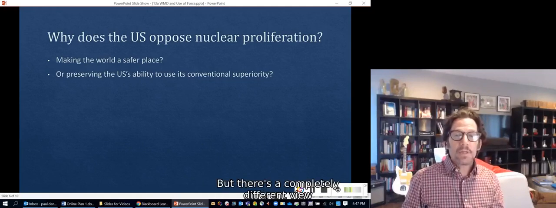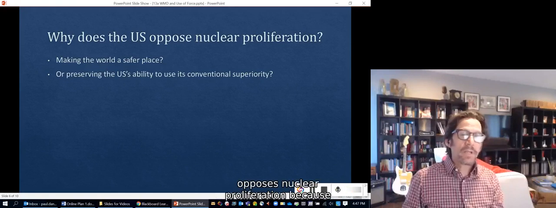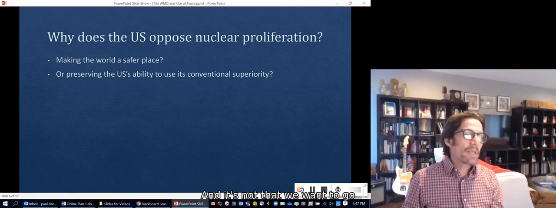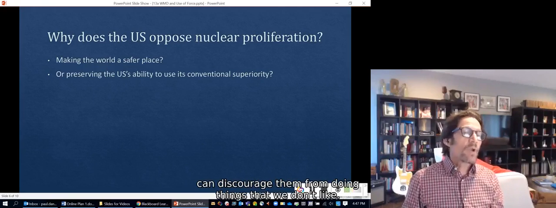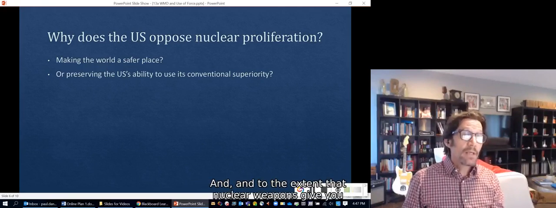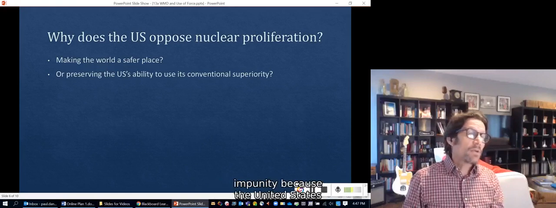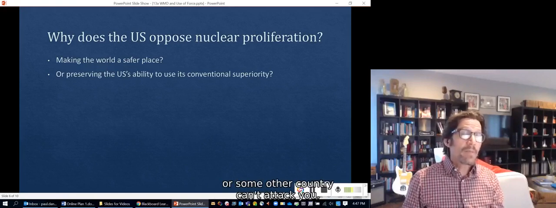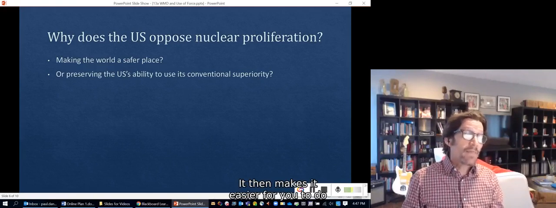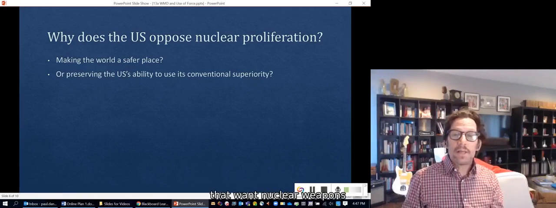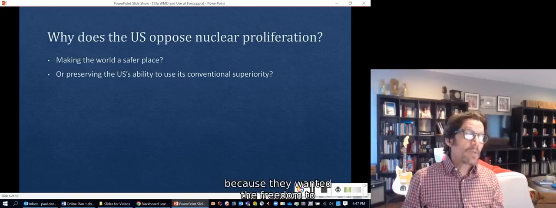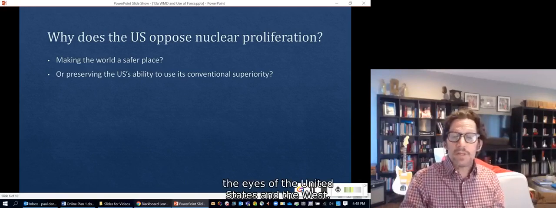But there's a completely different view that says the United States opposes nuclear proliferation because when others have nuclear weapons, that means we can't attack them anymore. And it's not that we want to go and attack everybody in the world, but we certainly want a position where we can discourage them from doing things that we don't like. And to the extent that nuclear weapons give you impunity because the United States or some other country can't attack you, it then makes it easier for you to do things that annoy the great powers. And so again, it's not coincidental that it's countries like Iran and North Korea that want nuclear weapons, because they want the freedom to stick their thumbs in the eyes of the United States and the West.